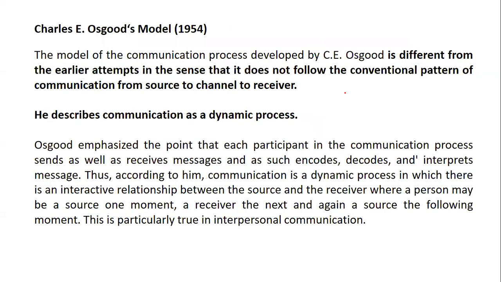Now, let's go to Osgood's model. What is the special characteristic or feature of this model? It does not follow the conventional, traditional pattern of communication, that is, from source to channel. So what does it follow? It follows a dynamic process of communication. As I said, Berlo's model is with reference to the emotional aspect; like that, Charles Osgood's model is something which comes in a dynamic way. Now, when we talk about this dynamic process, let's understand it in detail.